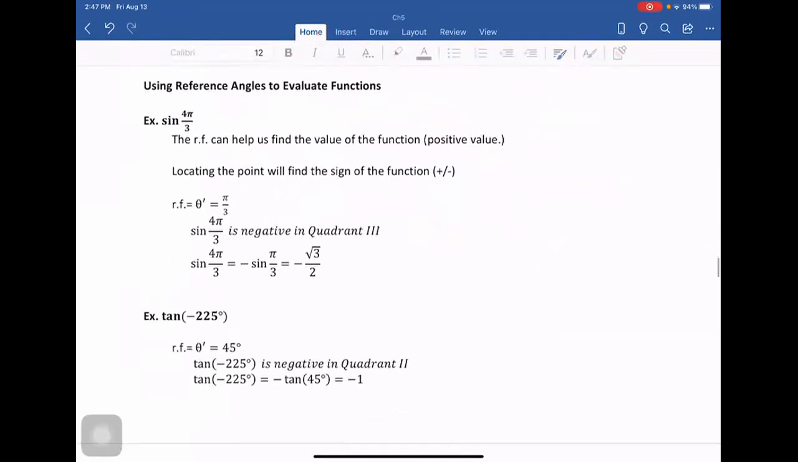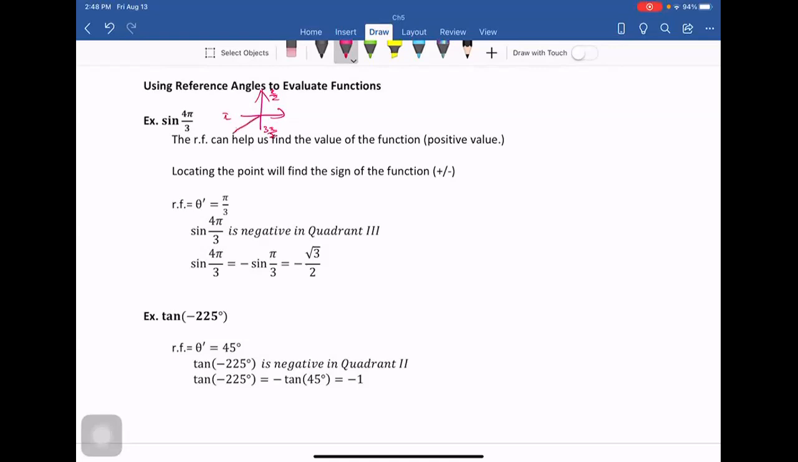Okay, using the reference angle to evaluate functions, the sine of 4 pi over 3. First, I'd like to draw the picture, to draw the terminal side. Where is it? This is pi, this is pi over 2, this is 3 pi over 2. 4 pi over 3 is more than pi, so it's about here. What is the reference angle? Use 4 pi over 3, subtract pi. That's pi over 3. So I got pi over 3.